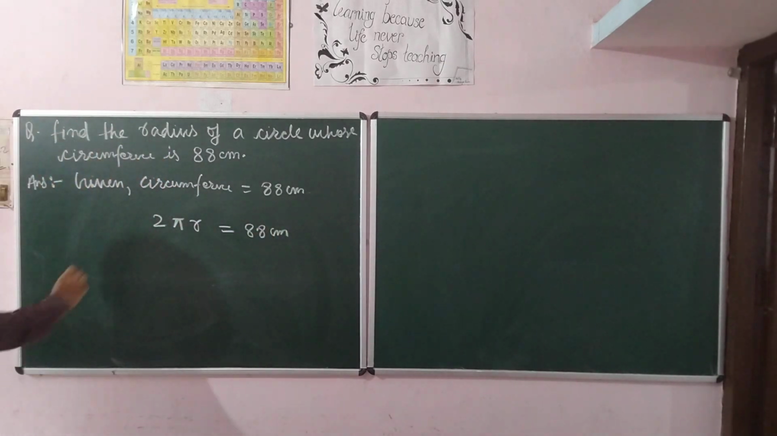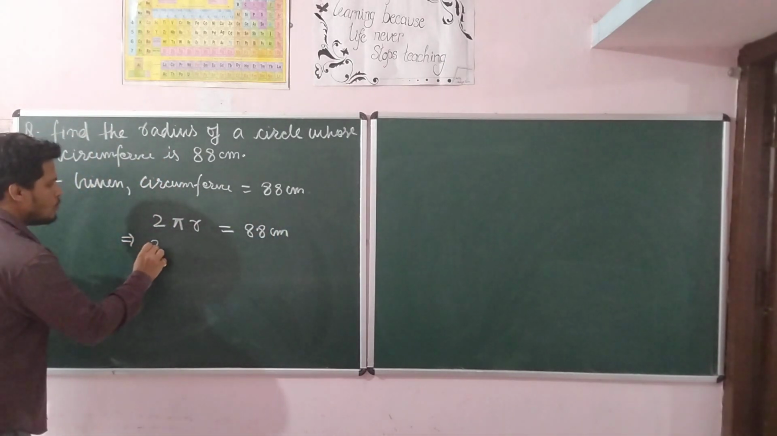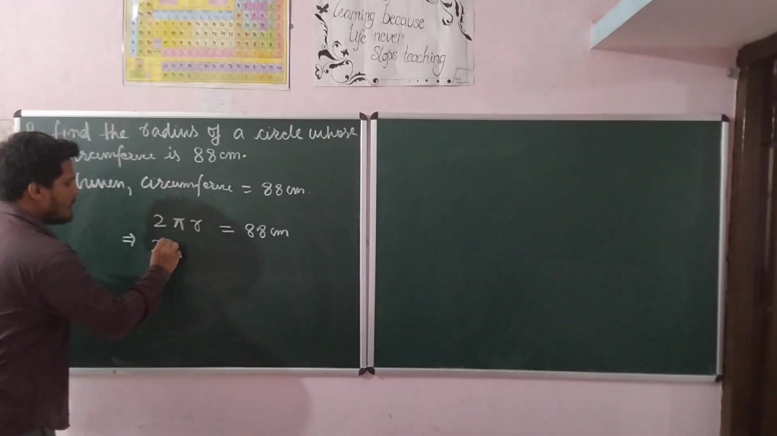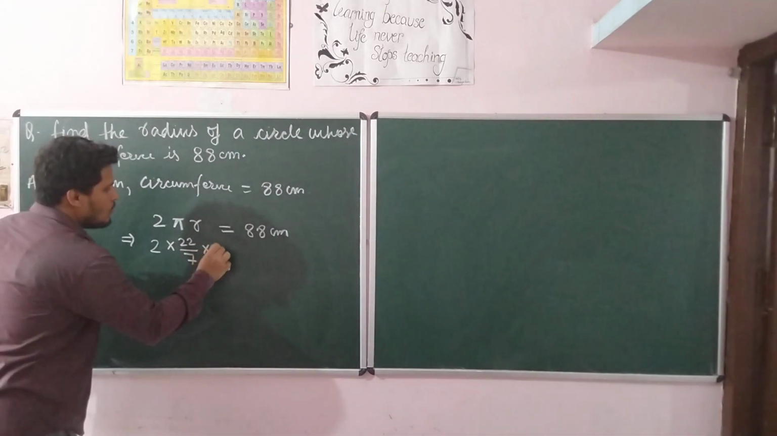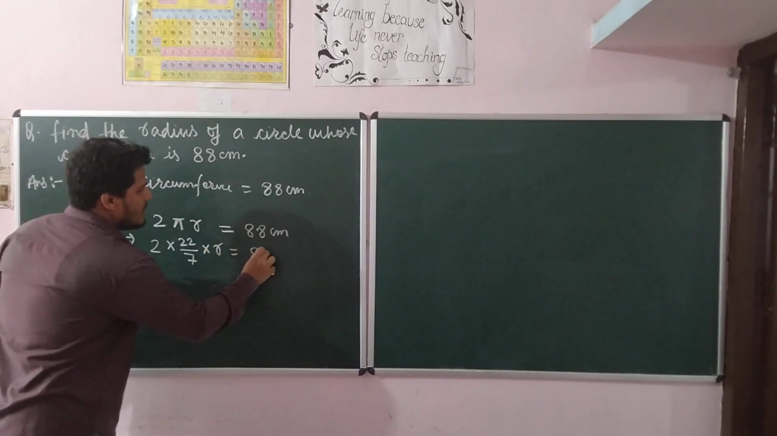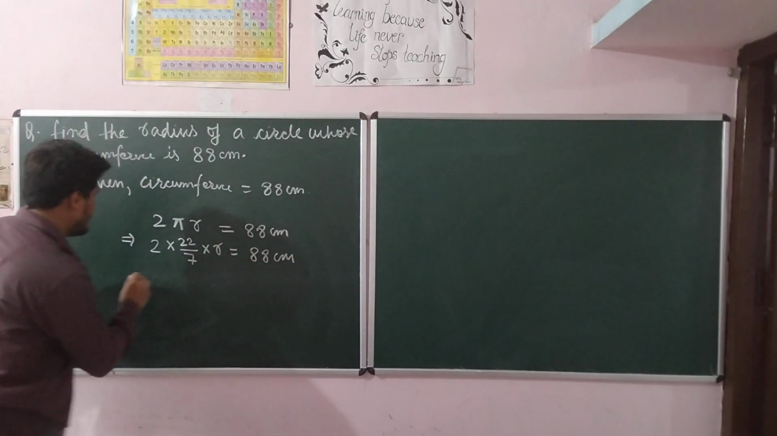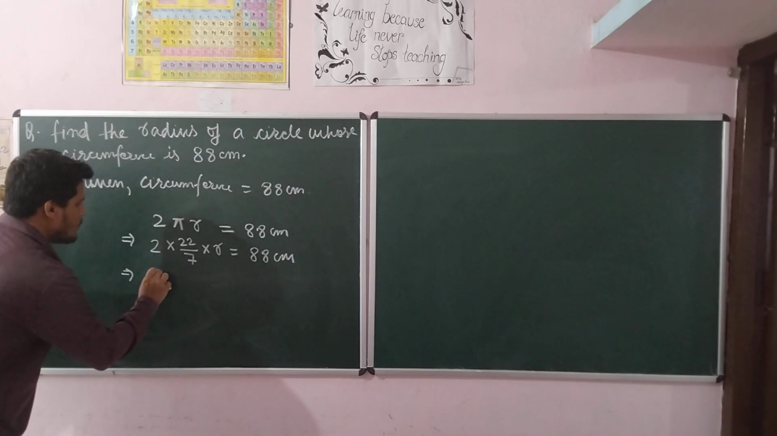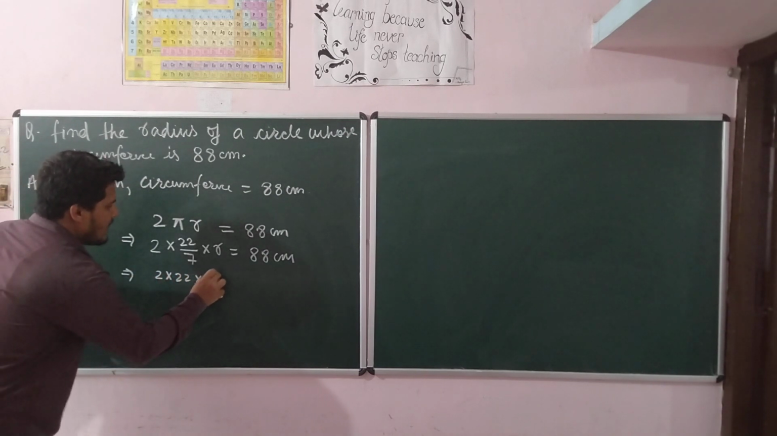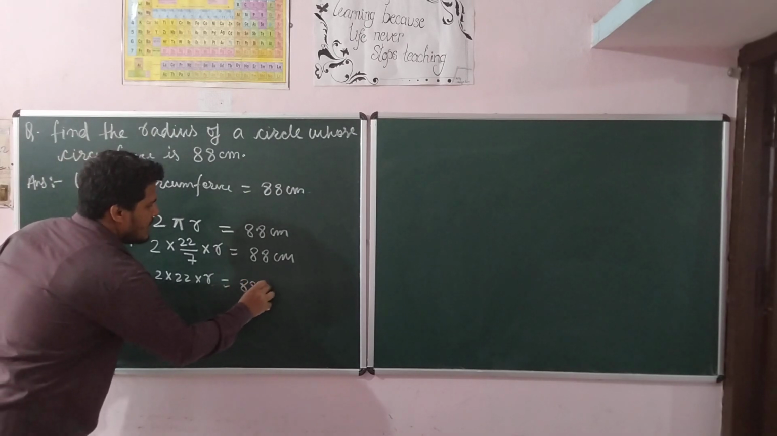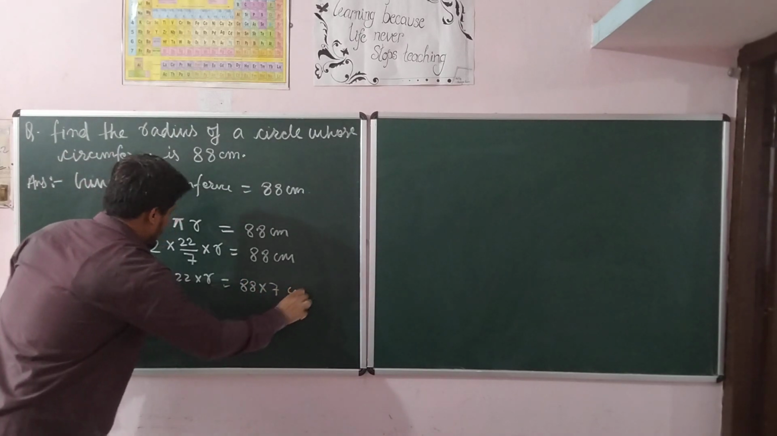Okay. Now 2, what is the value of pi? That is 22 by 7 into r, that is 88 centimeter. Now 2 into 22 into r is equal to 88 into 7.